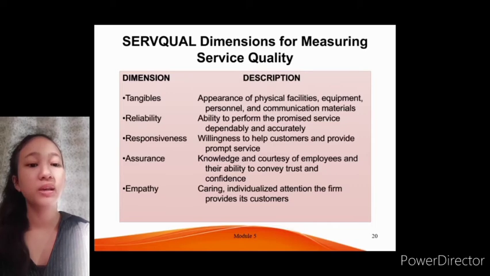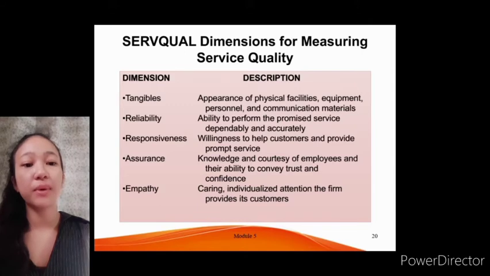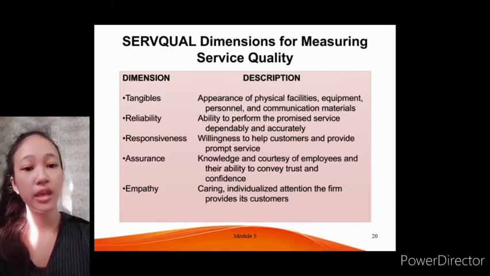Tangibles. It is the appearance of physical facilities, equipment, personnel, and communication materials. It is presenting your company professionally. Example, at a spa, tangibles might include the decor, soothing aromas, and warm towels.